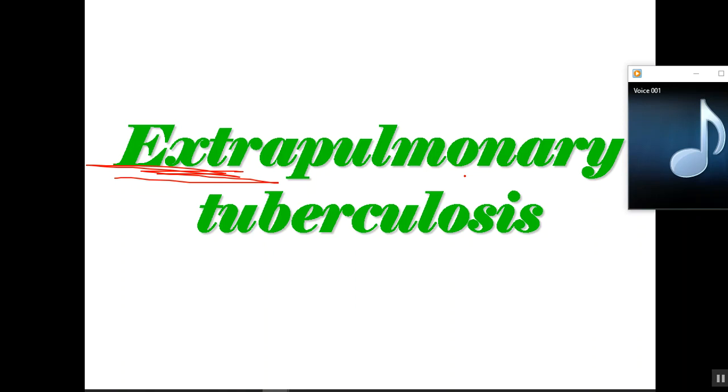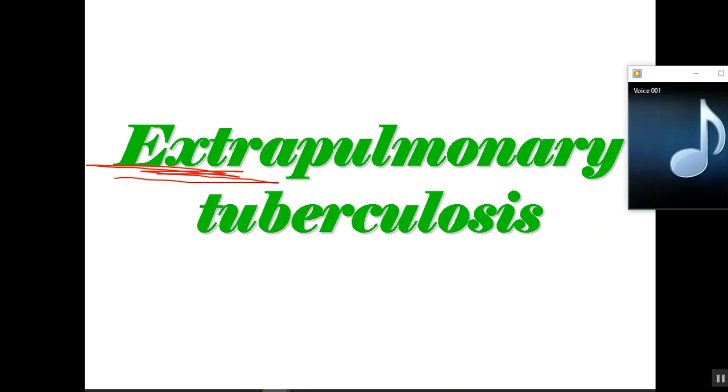TB is endemic in our society, and any organ can get TB: TB of the meninges, TB of the bone, TB of the skin, TB of the lymph, TB of the pericardium, TB of the liver, TB of the intestine, TB of the peritoneum, TB of the uterine system. Any organ can be involved by TB, but the presentation is different.